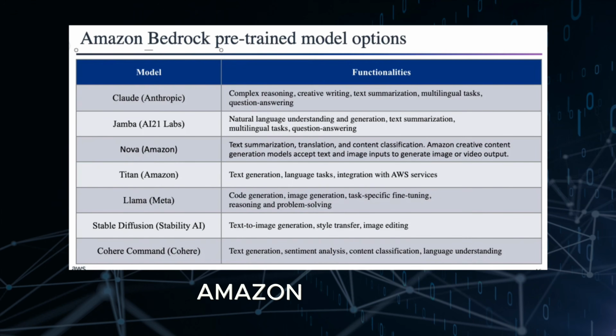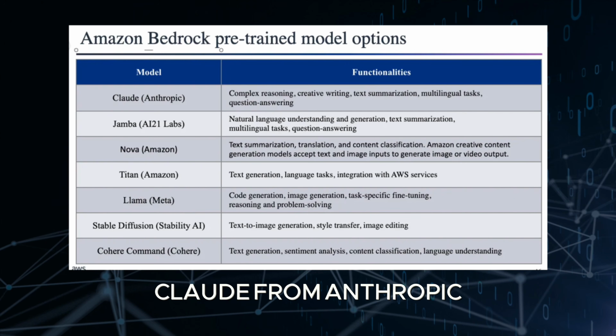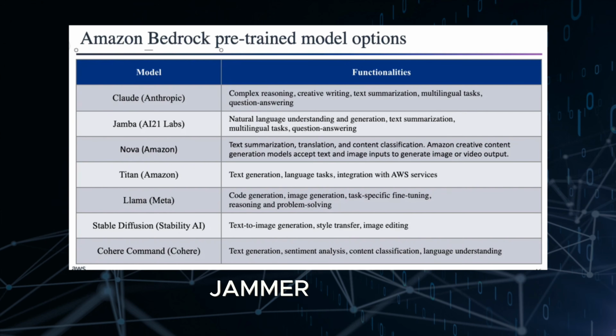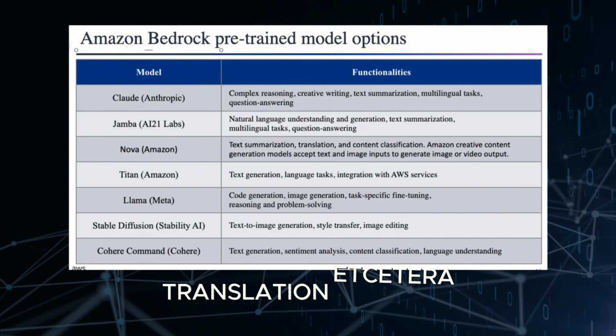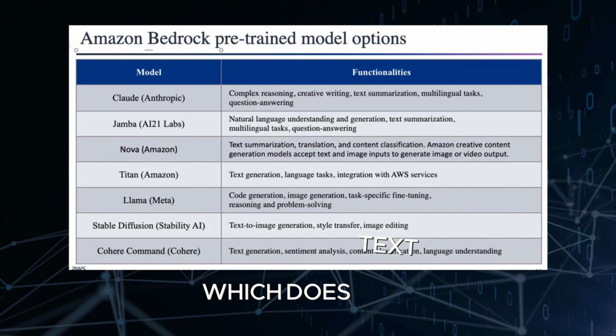And so on Amazon Bedrock, some of the pre-trained model options include Claude from Anthropic, which does complex reasoning, Jamba from AI21 Labs that does natural language understanding and generation, Nova from Amazon, which does text summarization, translation, etc., Titan from Amazon, which does text generation and language tasks, Llama from Meta, which does code generation, image generation, etc., Stable Diffusion from Stability AI, which does text-to-image generation, and also Cohere Command from Cohere, which does text generation.